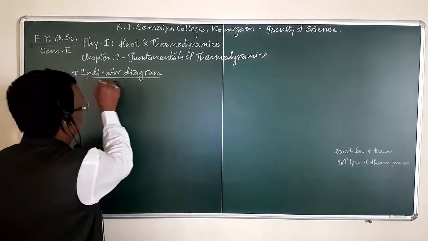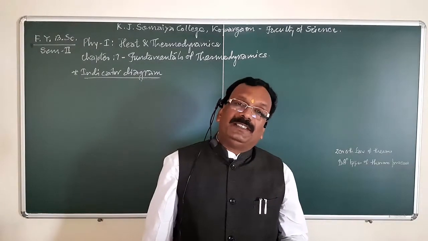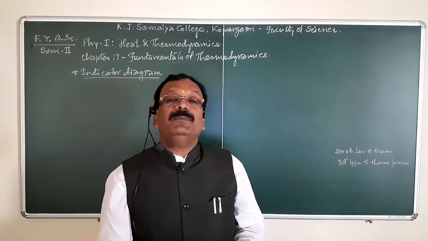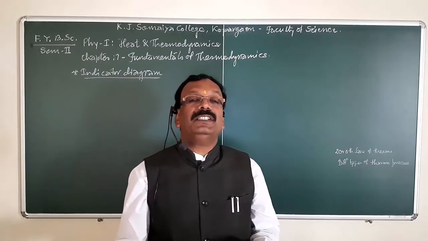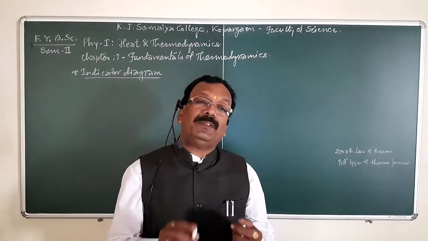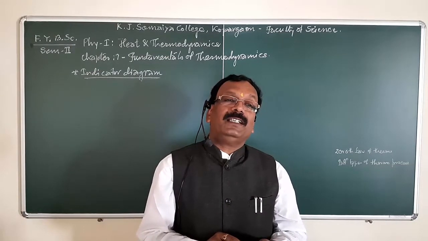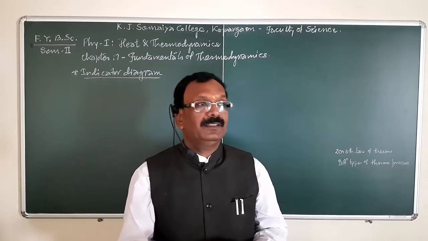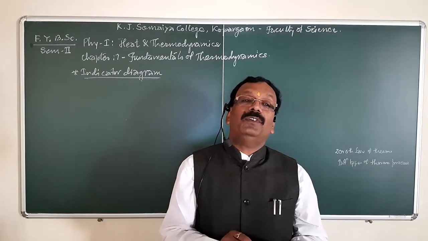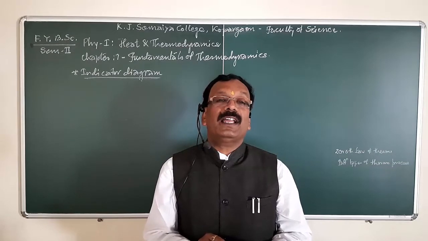What is indicator diagram? The definition of indicator diagram is very simple. Indicator diagram is nothing but a graphical representation of the state of a system with the help of two thermodynamic variables. Okay? What I say? A graphical representation of the state of a system with the help of two thermodynamic variables is called indicator diagram of the system.